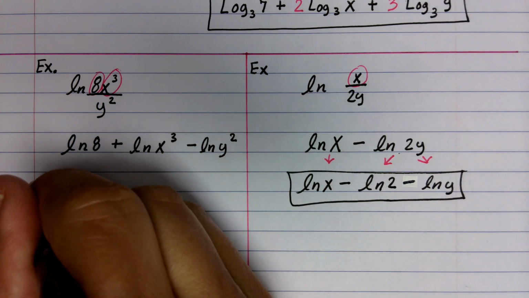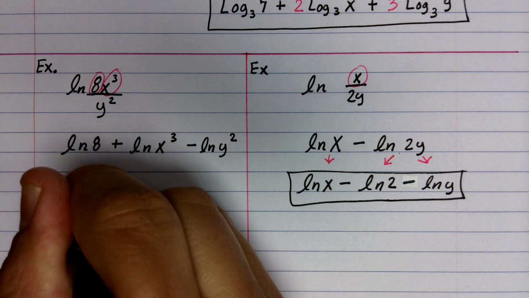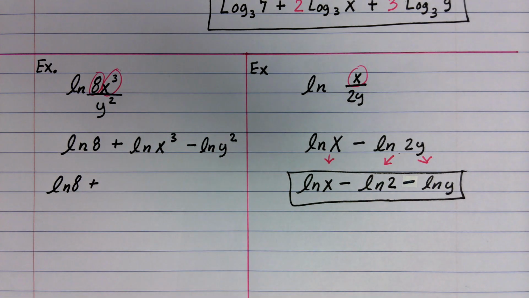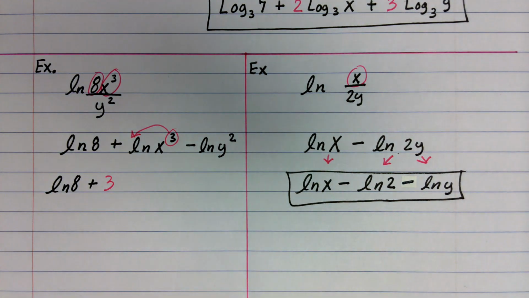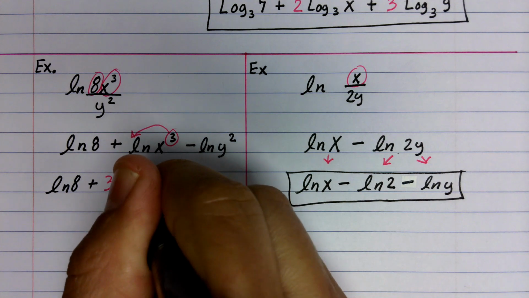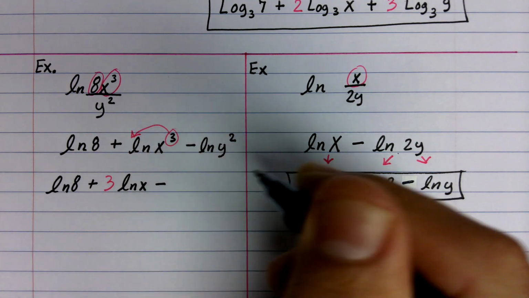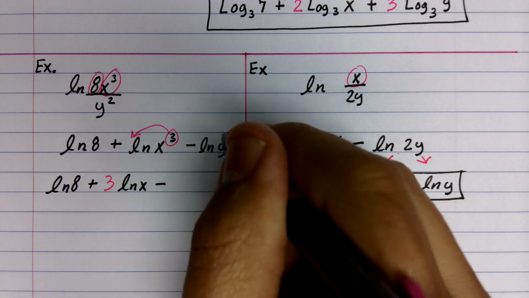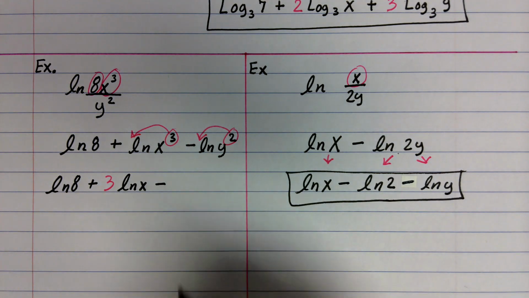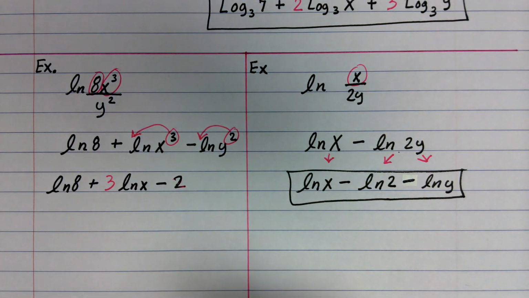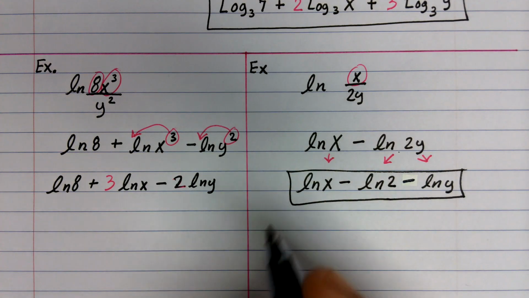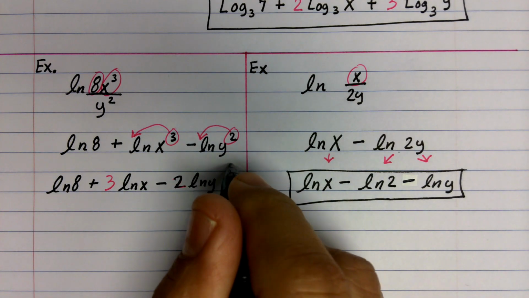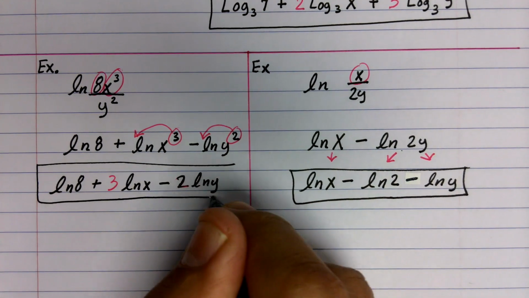So in our final answer, we'll have ln 8 plus, and this power of 3 will come right in front, 3 ln x minus, and then this 2 will come in front. And then I'm going to write 2 natural log of y. And then this is our final answer. It can't be broken down any further.